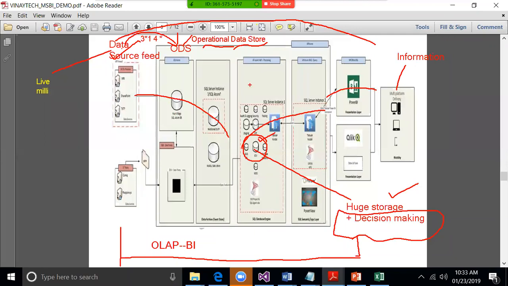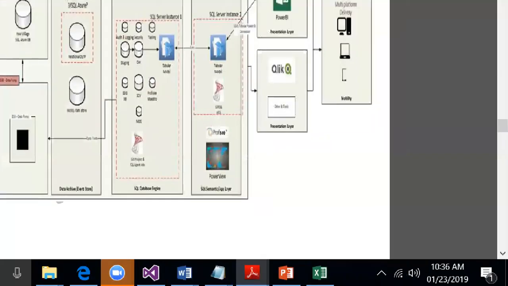Sir, I heard a word called mining. What is that? I explained about analysis services in a simple way. It converts normal data into decision-making data. Normal data into decision-making data. Perfect. This decision-making data is cube data or tabular cube data.